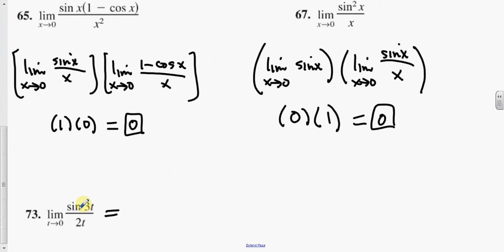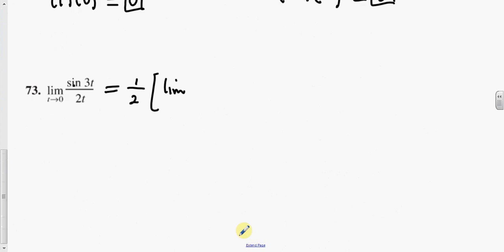So here's what we have. If this is going to be sine of x in the numerator, then I have to have that x downstairs. Well, here x is 3t. So we can manipulate that. One, we can pull out the 1/2. So this is times the limit as t goes to 0 of sine 3t all over t.